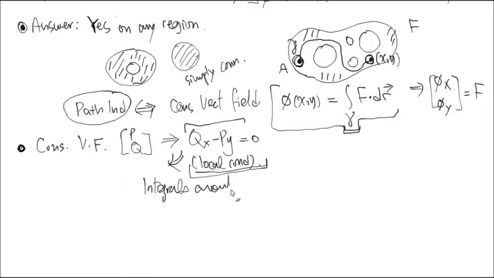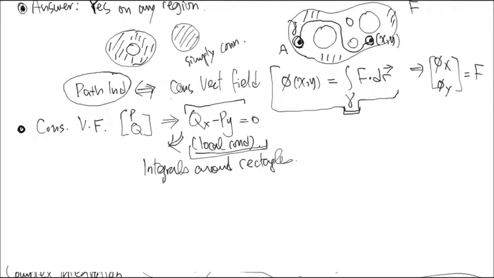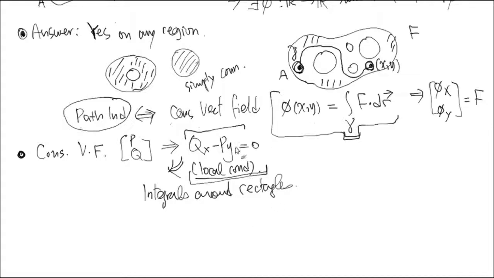It involves integrals around rectangles. Because it involves a partial integration, you integrate along the x-axis first and along the y-axis later and things like that. That requires, for example, if you started here in a point A and you want to go to an (x, y), a little bit of a neighborhood around it here.